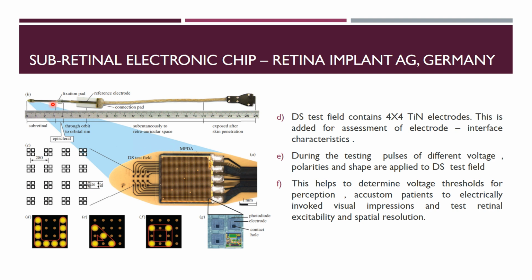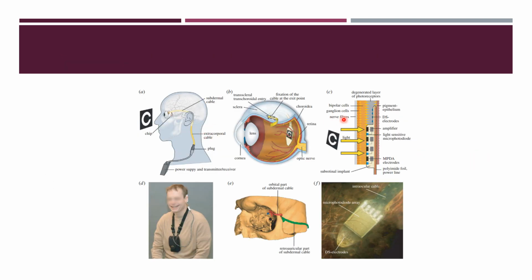So in the first part we can see the implant. This is the fixation pad, the reference electrode, and this wire which comes out gets connected to a plug which is the power supply. In this figure we can see this more clearly.